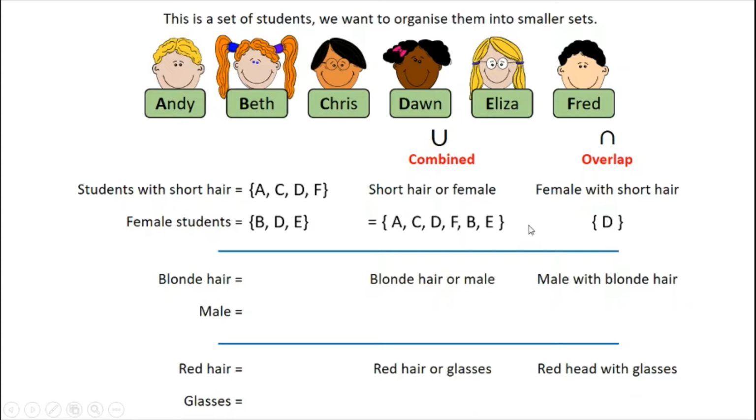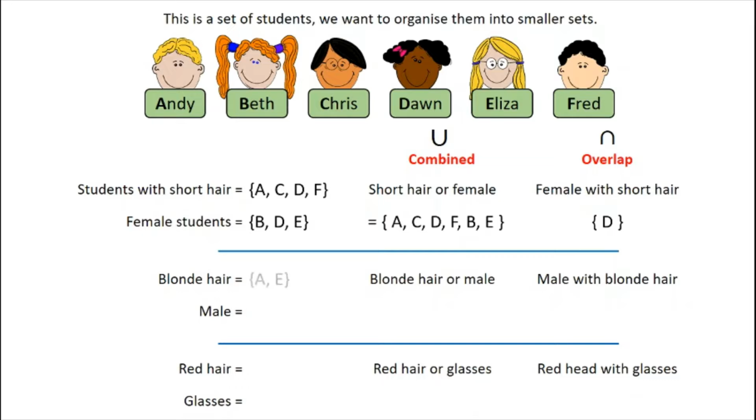I'd like you to try and do the same thing. Work out who belongs to each of the sets, and then try and work out your combined OR group and your overlap AND group for each one of those questions. So pause it, have a go, and then unpause it.